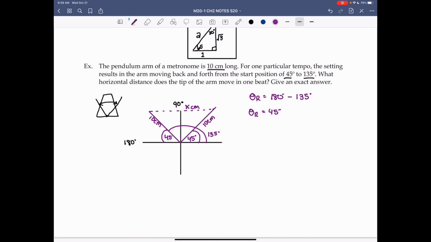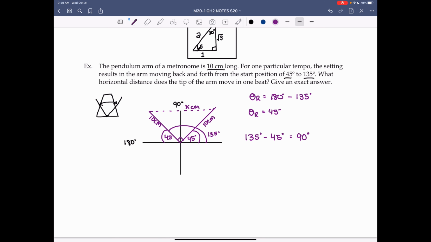How are we going to do that? Well, we just did these special triangles, so probably we're going to be using one of those special triangles. So can we find the measure between these two arm positions? We know that this is 135 and this is 45. So if we subtract those two, we'll get the part between the two arm positions. 135 degrees minus 45 degrees gives us 90 degrees. So this triangle in our picture is a right triangle.